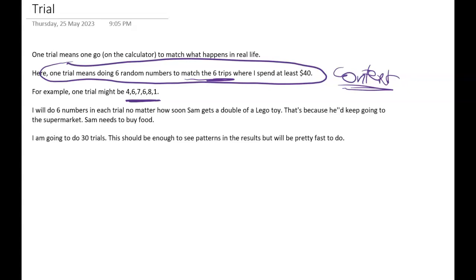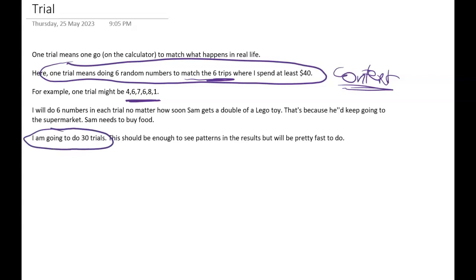Next, no matter how quickly he gets a double, I'm still going to do 6 numbers in one trial. That's because Sam would presumably keep going to the supermarket, right? He's not going to stop buying food just because he's got his little minifig. And lastly, I need to say that I'm going to do however many trials.